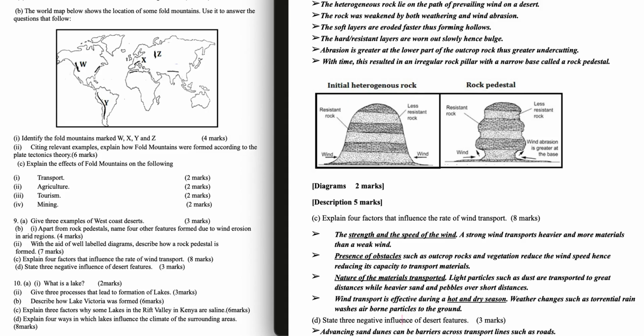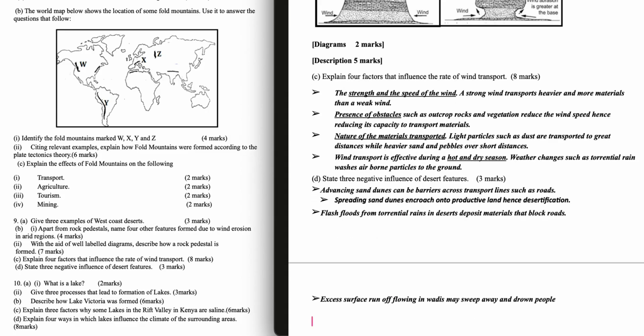Question 9d. State 3 negative influences of desert features. Advancing sand dunes can be barriers across transport lines such as roads. Spreading sand dunes encroach onto productive land, hence desertification. Flash floods from torrential rains in deserts deposit materials that block roads. Excess surface runoff flowing in one day may sweep away and drown people.